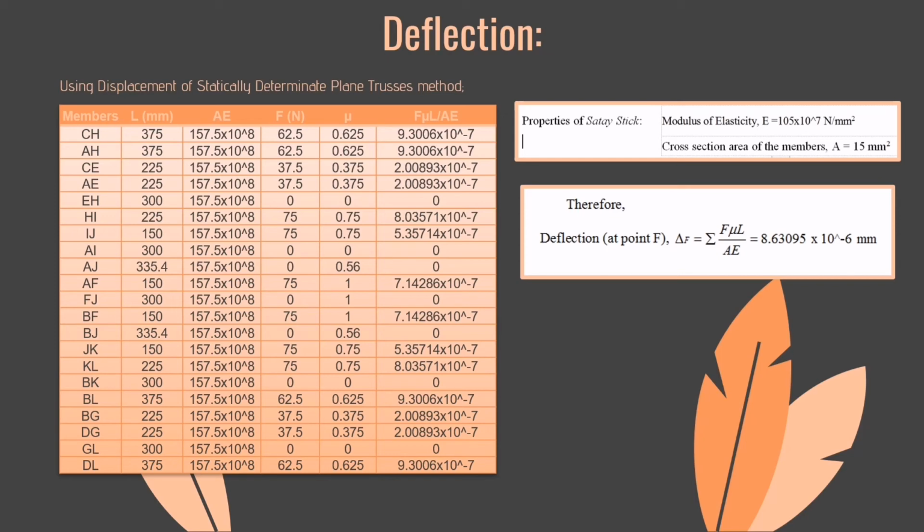So we have all the values and we need to substitute all the values into the formula. So we got the deflection at point F is equal to 8.63095 times 10 to the power of -6 millimeter.